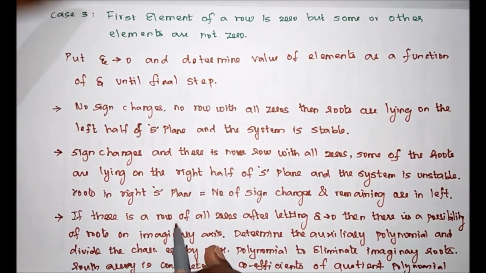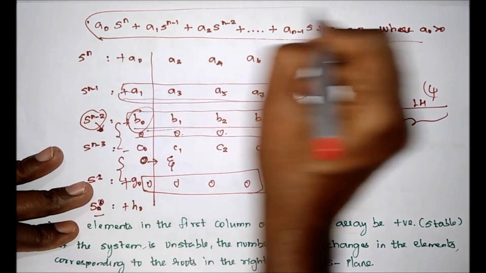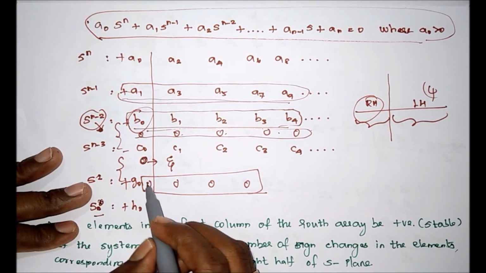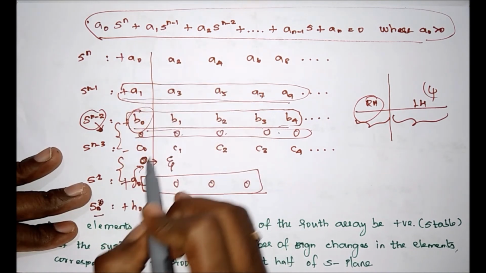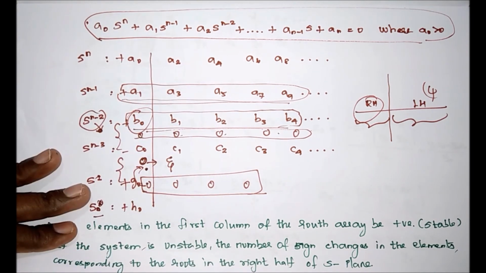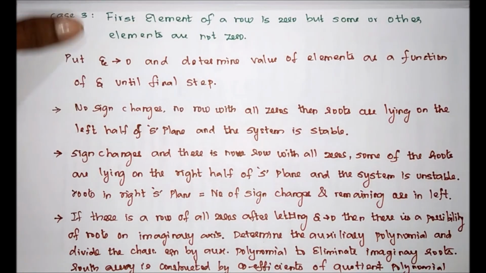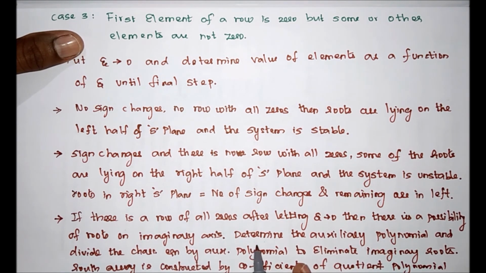After completing the next steps, suppose further all elements of a row are 0. For this, we take the entire characteristic equation, and we take the previous row as the auxiliary equation. We divide the characteristic equation by this auxiliary equation. The quotient's roots are lying on the left half of the S plane. If there is a row of all zeros, there is a possibility of roots on the imaginary axis. So determine the auxiliary polynomial and divide the characteristic equation by the auxiliary polynomial to eliminate the imaginary roots.